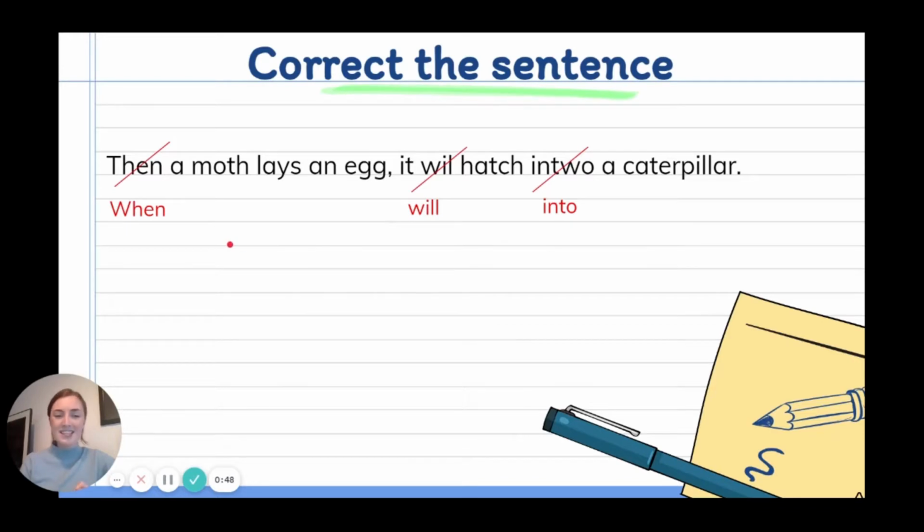Okay, that sentence didn't make sense, and the reason why is because my subordinating conjunction was not correct. I had put the word then, which is not a subordinating conjunction. I meant when. When a moth lays an egg, it will hatch into a caterpillar. That makes much more sense. My second mistake is that my word will should have had another L on. And then the word into, I had used the word to, that means the number 2, not the right version of to.